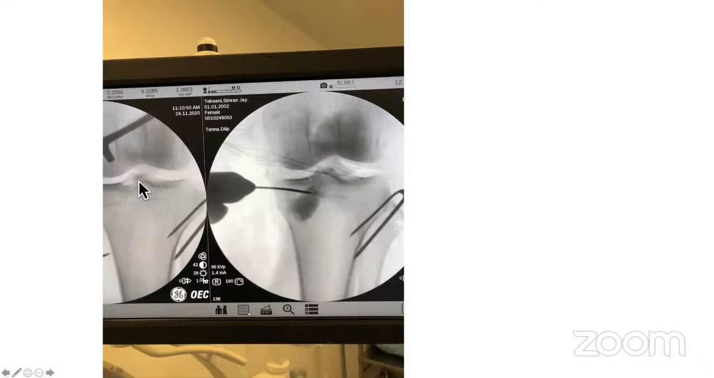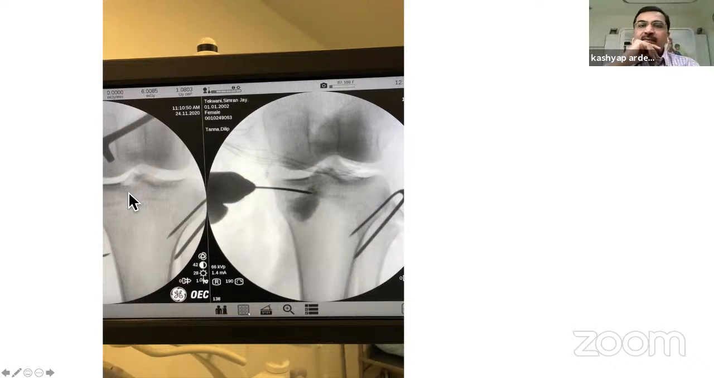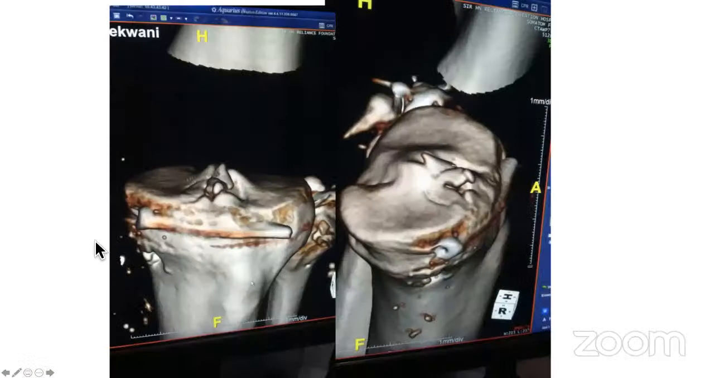You can see this is the pre-op X-ray. You can see this depression here. Is it seen properly? Right, we can see. This is the depression. Now this was a young girl, and basically I was operating for the fibula. The whole tip of the fibula was avulsed up, so it was out, it was above. That is the reason I was operating.